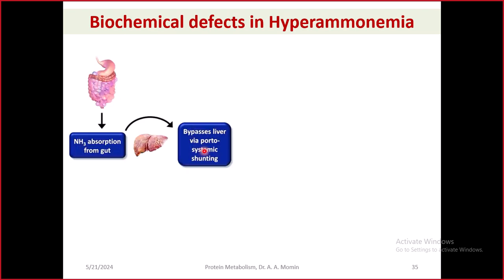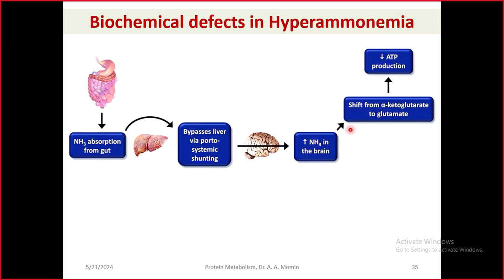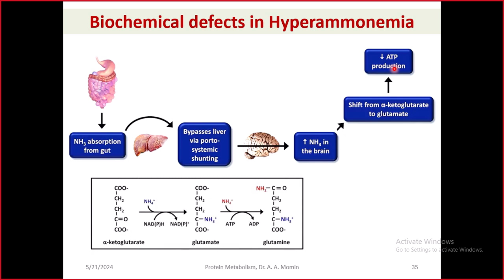So the biochemical defect of hyperammonemia: in the intestine, ammonia is absorbed from the gut, and ideally it is supposed to be transported to the liver for its metabolism, for its conversion to urea and then excretion through kidneys. But it bypasses the liver via portosystemic shunting and goes directly to the brain, and due to this the ammonia transport into the brain increases. That leads to conversion of the alpha ketoglutarate from the TCA cycle to glutamate. That leads to hampering of the TCA cycle and less ATP production. So less energy, the cells undergo damage.